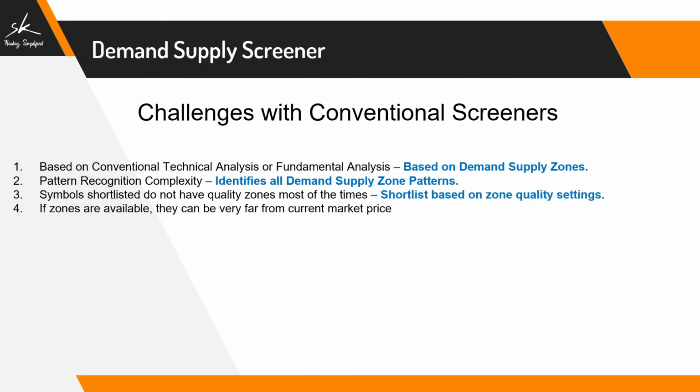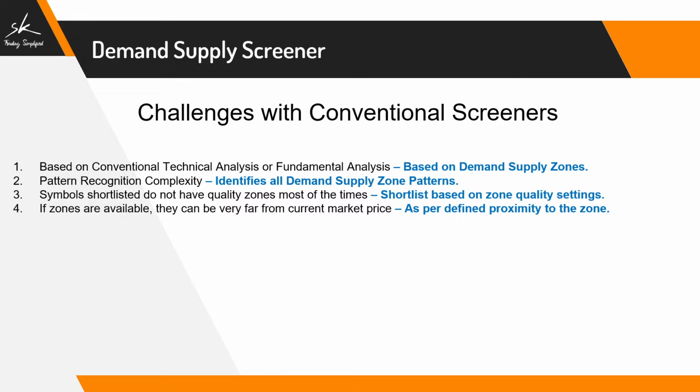Because those things can be customized, it is identifying based not just on zones, but also on your preferences of the zones, the kind of zones you want. And yes, in this screener, you can define how close you should be to the zone before it gets shortlisted for you, which we call the zone proximity.